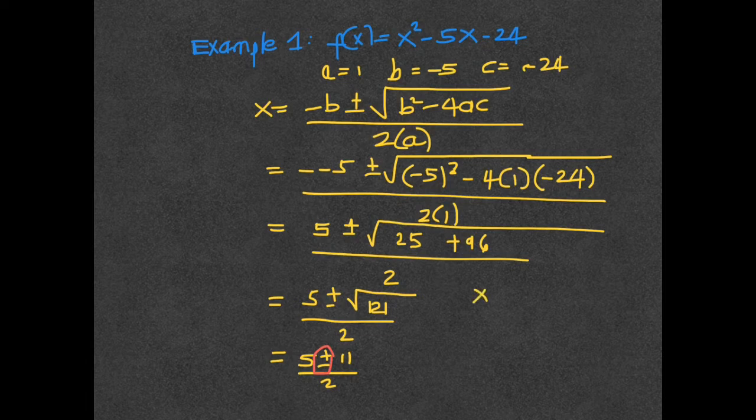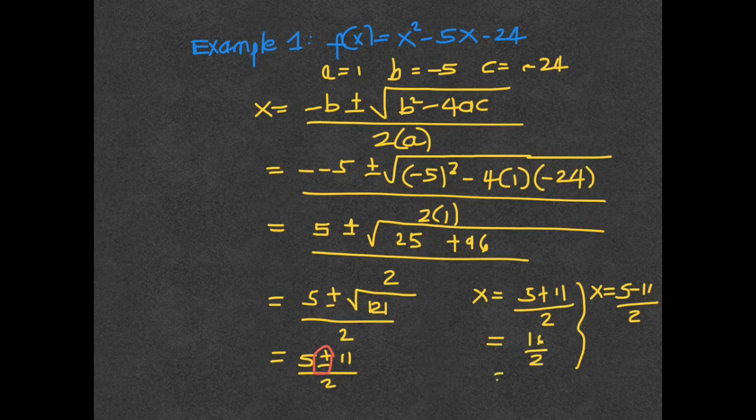We have x equals, the first one is 5 plus 11 over 2. The second x value is x equals 5 minus 11 over 2. 5 plus 11 is 16, so it is 16 over 2, and this gives you 8 as one of the zeros, while 5 minus 11 is negative 6, and that is over 2.